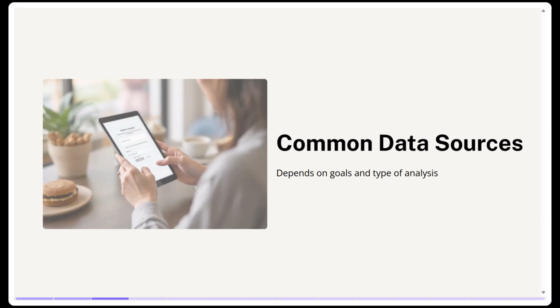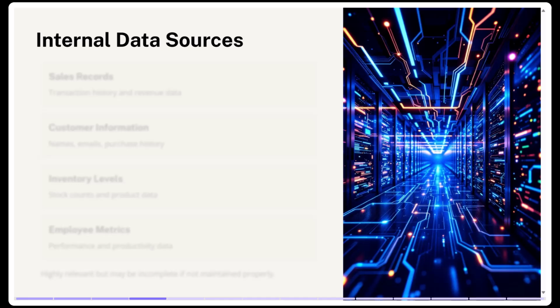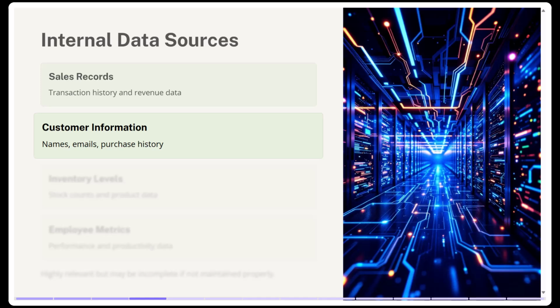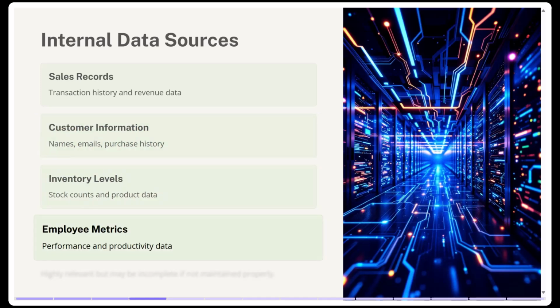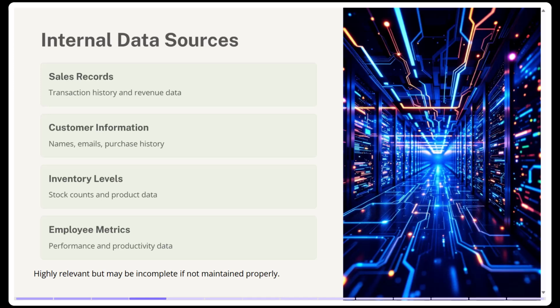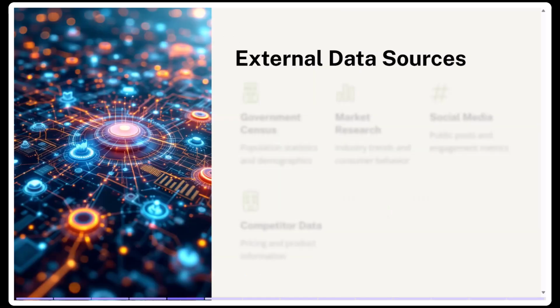Data can come from a variety of sources depending on your goals and the type of analysis you're conducting. Here are some of the common data sources. Number one, we have the internal data sources. Internal data is data that you generate within your organization and is often stored in systems like databases, spreadsheets, or CRM platforms. Examples include sales records, customer information, inventory levels, and employee metrics. This kind of data is highly relevant to your organization, easily accessible, but may be incomplete or outdated if not maintained properly.